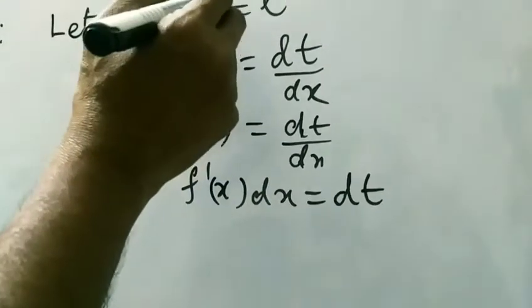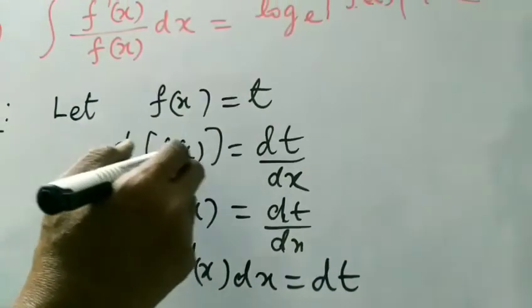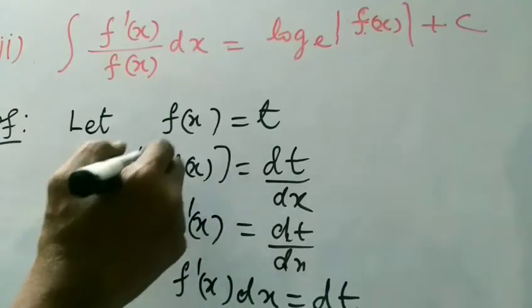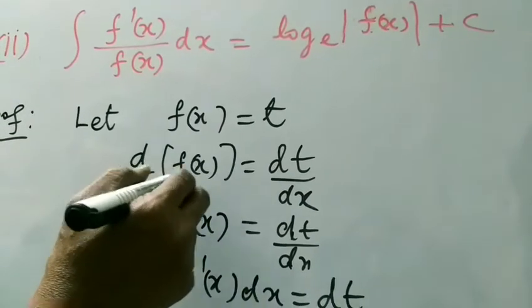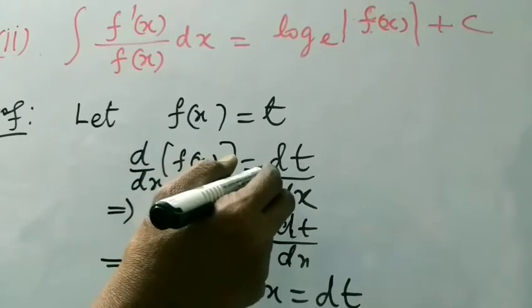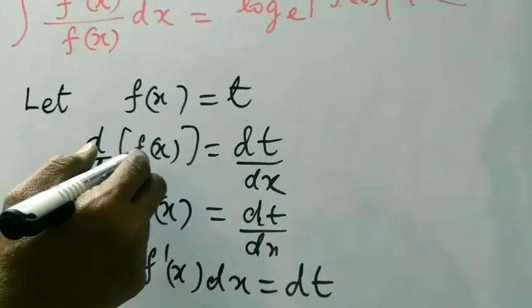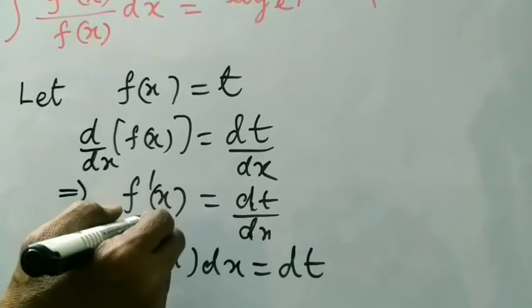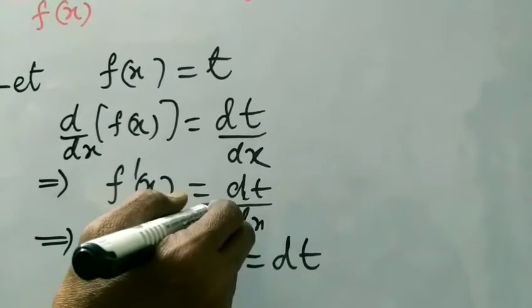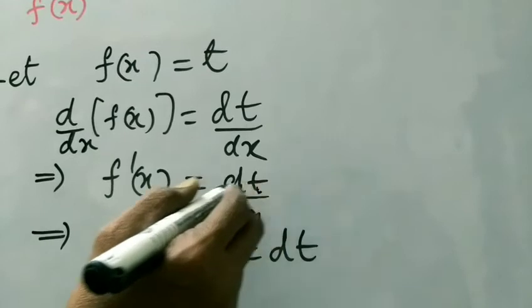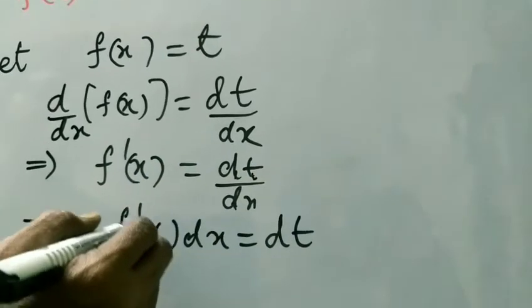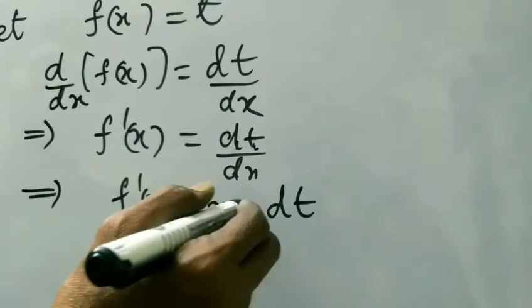Let f of x is equal to t. Differentiate on both sides with respect to x. It becomes differentiation of f of x is equal to dt by dx. Differentiation of f of x becomes f dash of x. f dash of x is equal to dt by dx, which implies f dash of x dx is equal to dt.